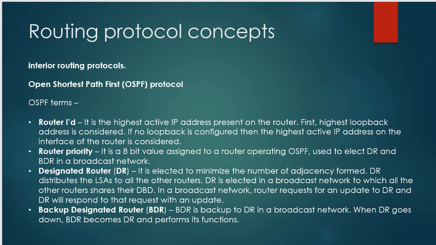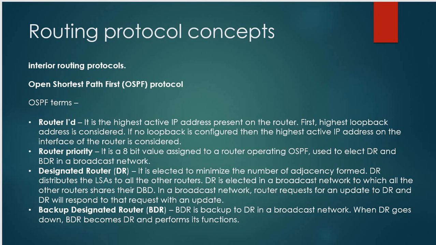First, let's see what the DR, designated router, is. It is elected to minimize the number of adjacency formations. The designated router distributes the LSA to all other routers. The DR is elected in a broadcast network to which all the other routers send their DBD.